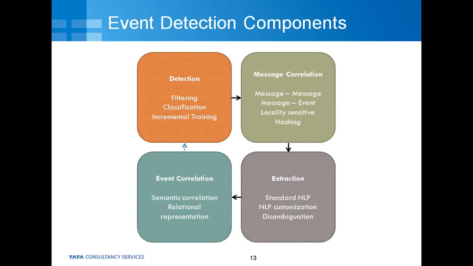So obviously there are four components. Let me talk now about how we realize this. How does it work? What happens? How do we make this happen? So there are four components in a solution like this. The first one is detection of events or tweets.